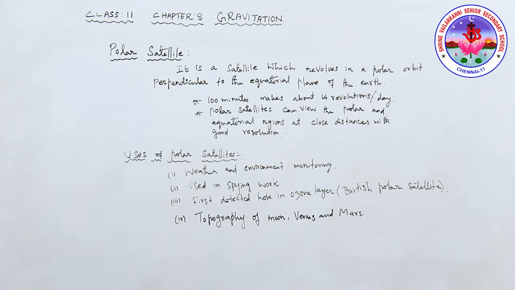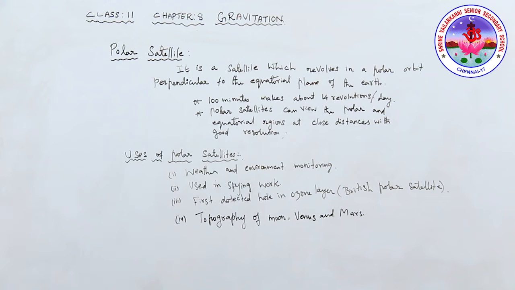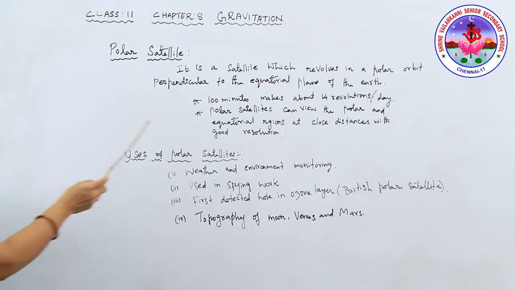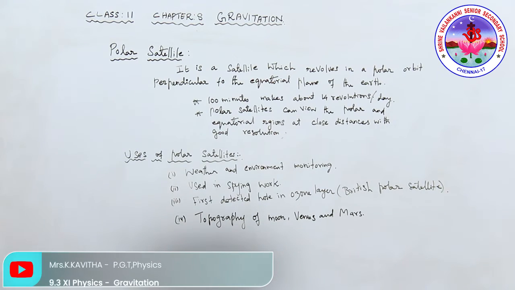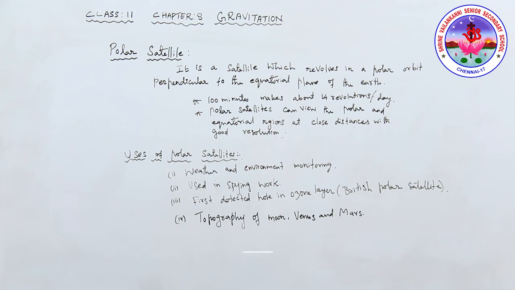As the earth rotates about its axis, as we know, from west to east, the satellite in successive revolutions views the whole earth during the day, step by step, during the entire day. So with polar satellites, we can view the polar and equatorial regions from a close distance.